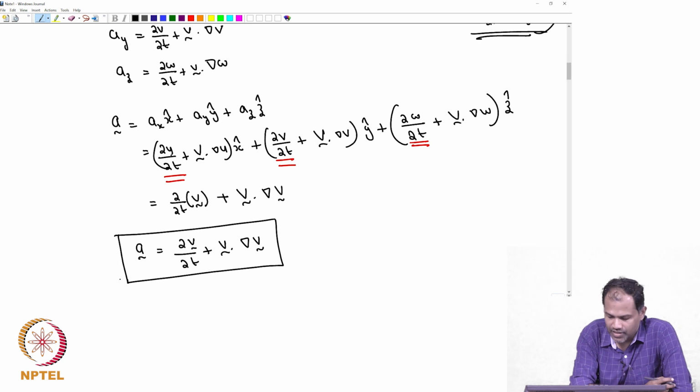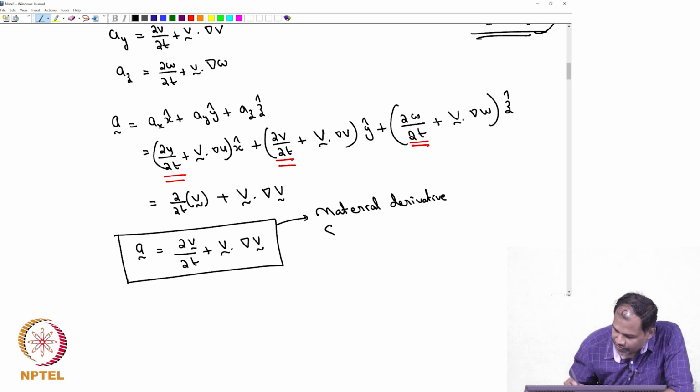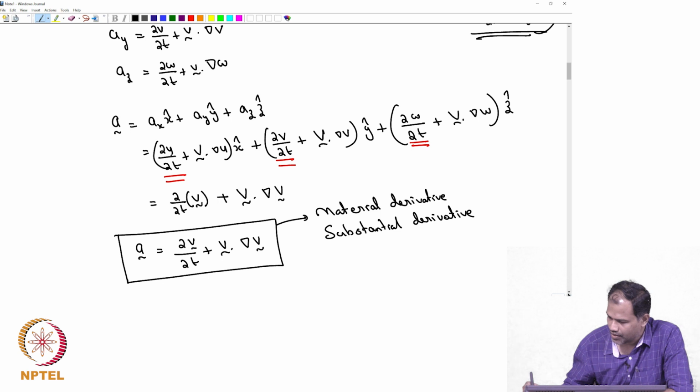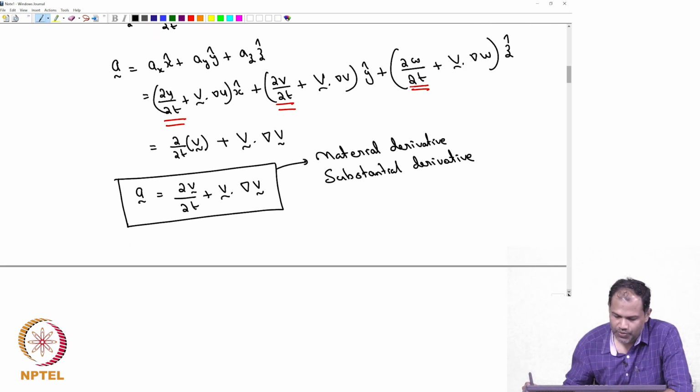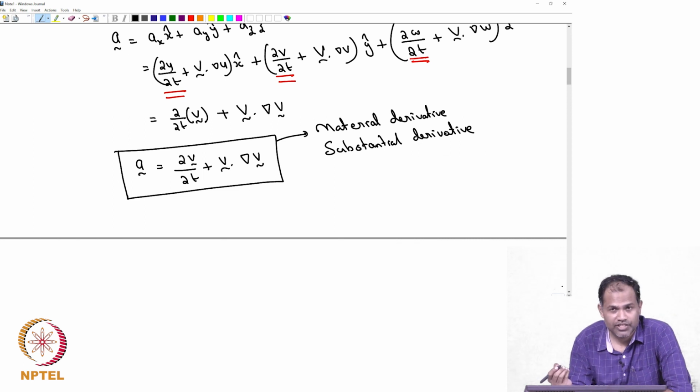Okay. So, really this kind of derivative is called material derivative or substantial derivative, or even sometimes total derivative. Okay. So, this expression gives you the acceleration, but you could find out the material derivative of any quantity of interest.